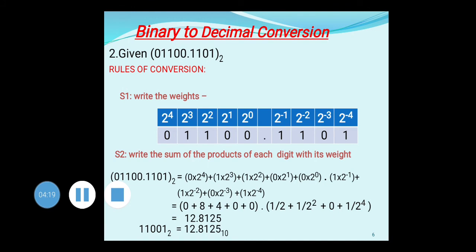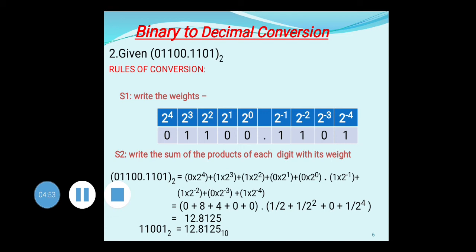Okay, check here now. The second example of binary is 01100.1101. So here the binary point exists. It has an integer part, 01100, and a fractional part, 1101.